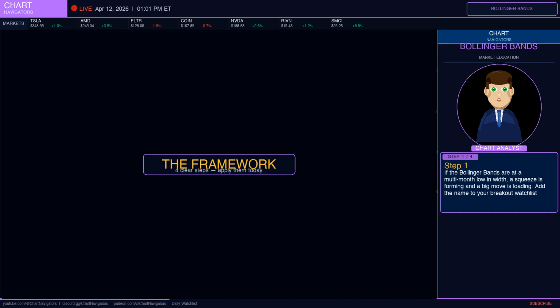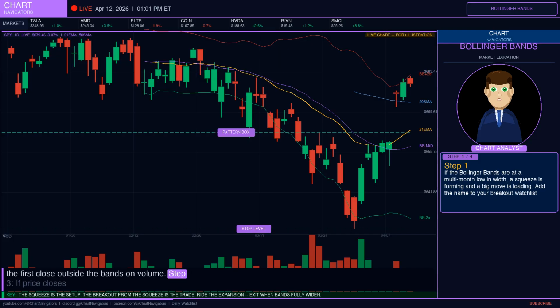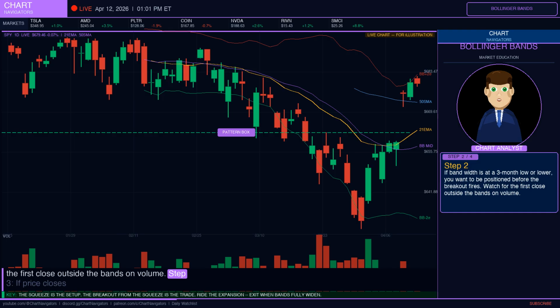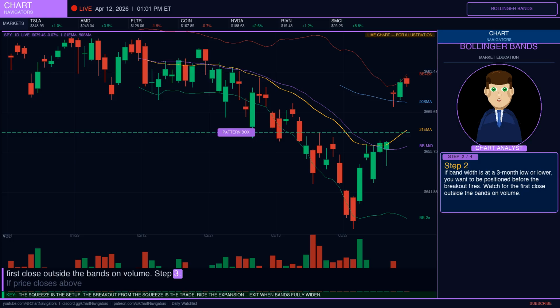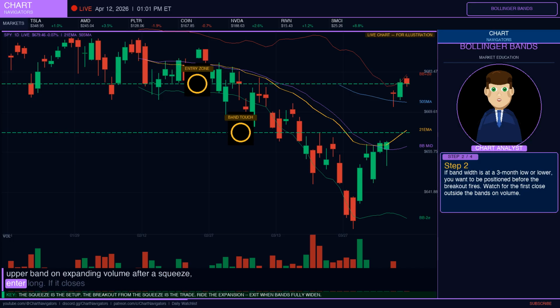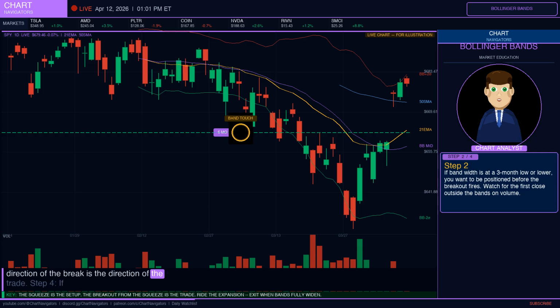Watch for the first close outside the bands on volume. Step 3. If price closes above the upper band on expanding volume after a squeeze, enter long. If it closes below the lower band, enter short. The direction of the break is the direction of the trade.